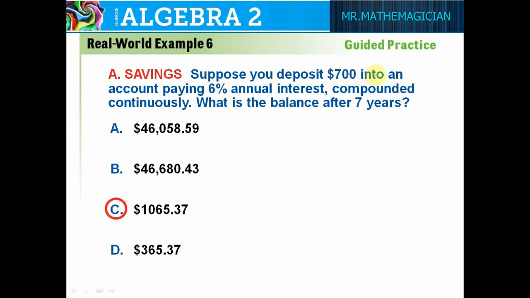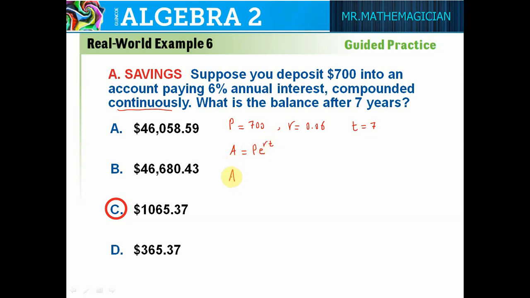Suppose you deposit $700 into an account paying 6% annual interest compounded continuously. What is the balance after 7 years? Let's summarize the information. We have here P equals 700, this is the original, and R equals 6%, which is 0.06, compounded continuously, so we'll use our rule. What is the balance after 7 years? Means T equals 7. Now we begin with the rule A equals P e to the RT.